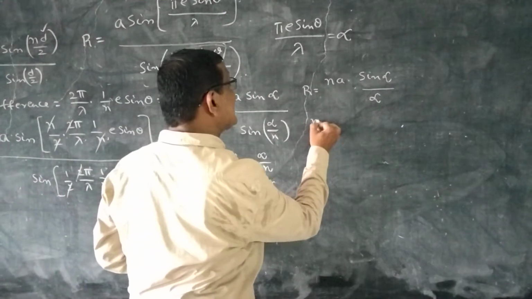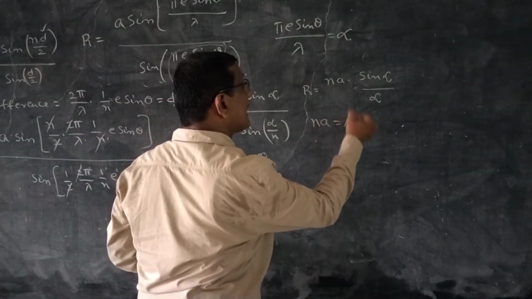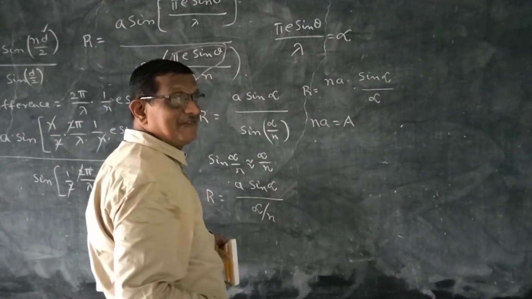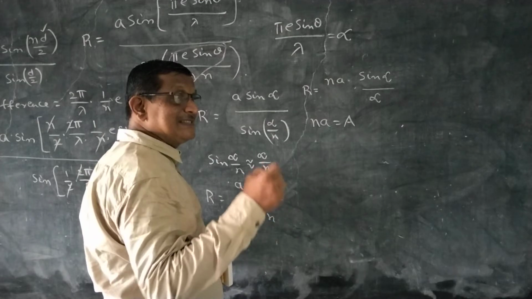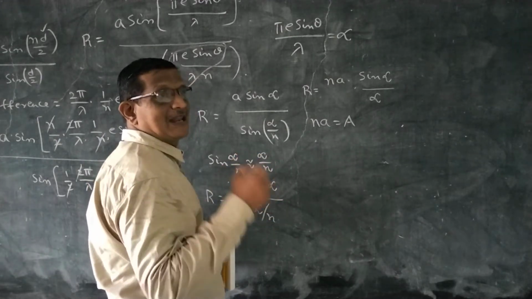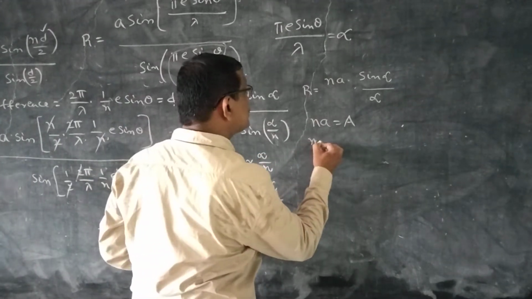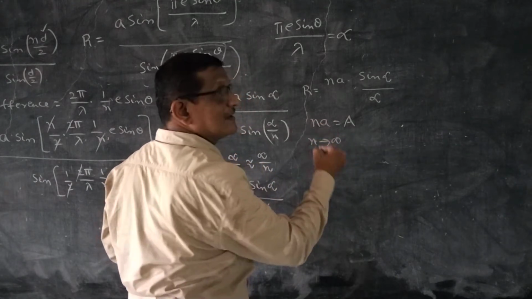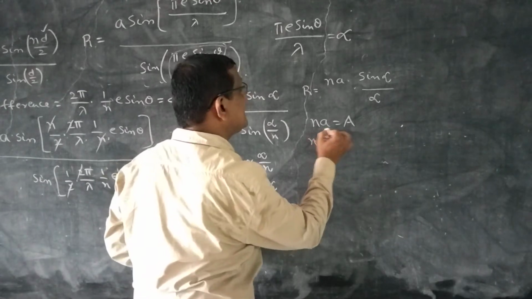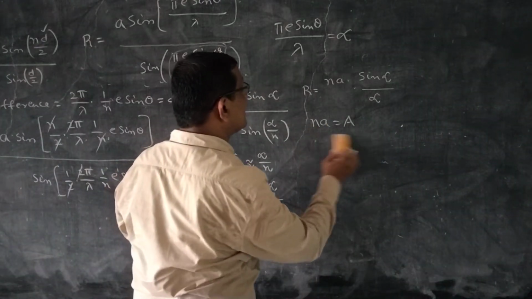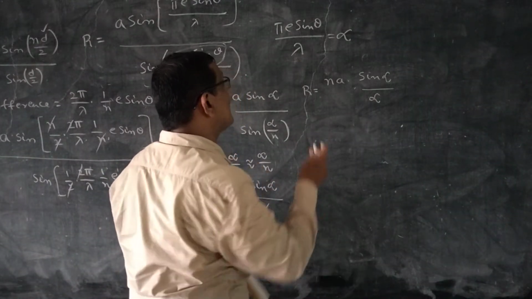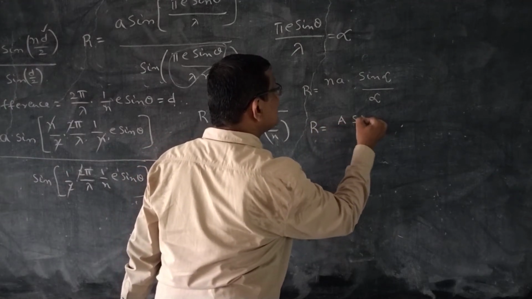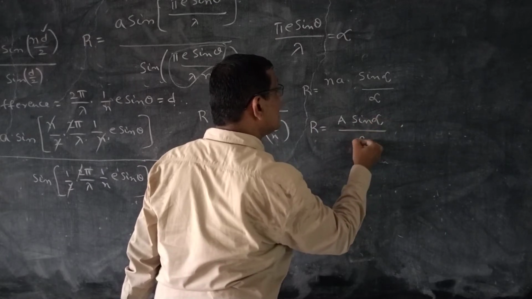Suppose nA is equal to capital A. Why are we taking it like this? Here, in the case of diffraction, the size of the width is extremely small. That's why n tends to infinity and the value of A is extremely small. Then nA is a finite value. In that context, we take nA equal to capital A. Then the resultant amplitude R = A sin α/α.